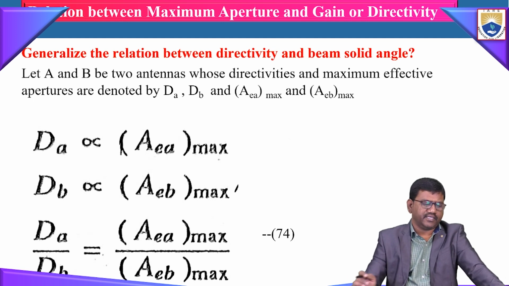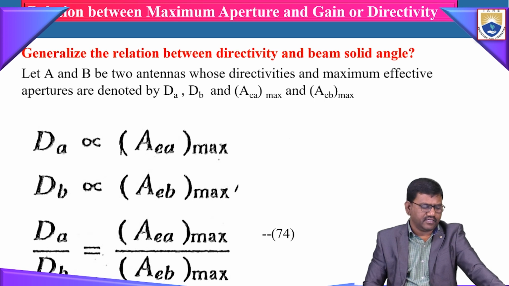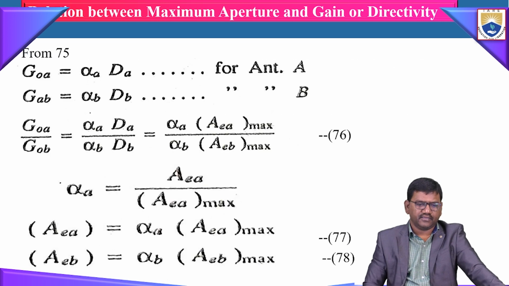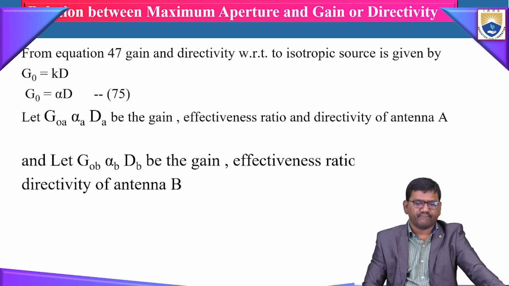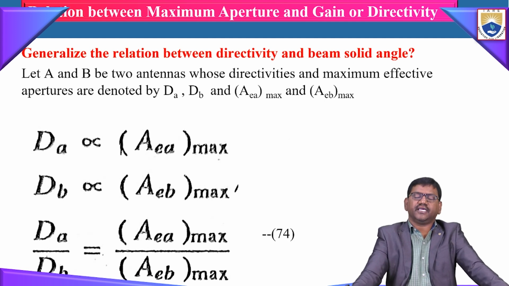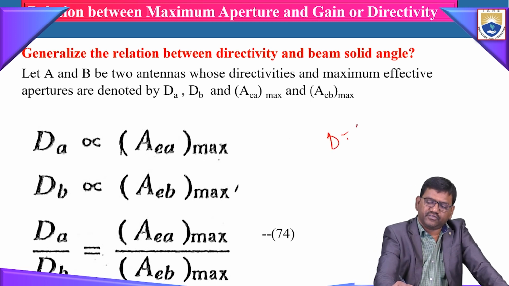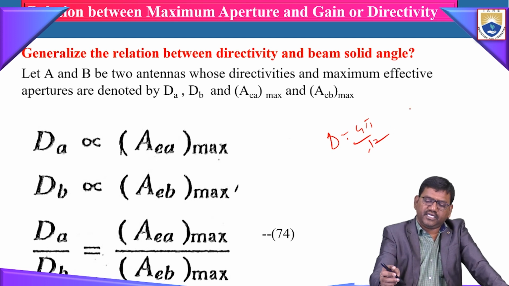Generalize the relationship between the directivity and the beam solid angle. We know that the directivity of any antenna depends upon the effective aperture of the antenna, because D is equal to 4 pi by lambda square into AE. So here the directivity depends upon the effective aperture.